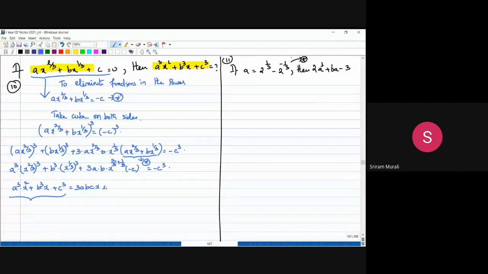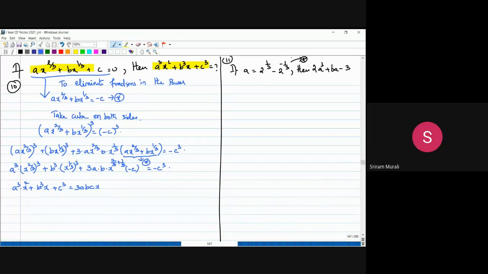So what is the answer? 3abcx. Have you all understood? Yes, sir. Sir, how did minus c come, sir? This star we have put, what is it? Star is minus c. Okay sir. Substitute it, sir. Okay sir.